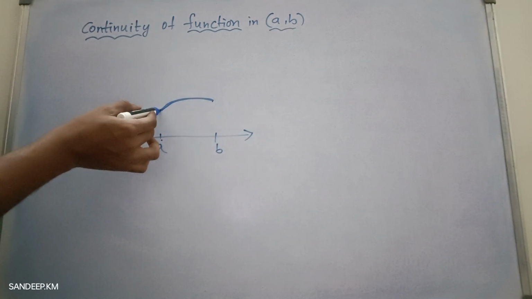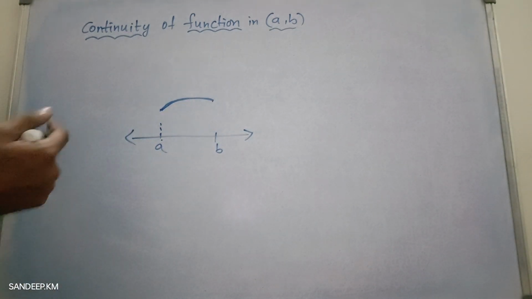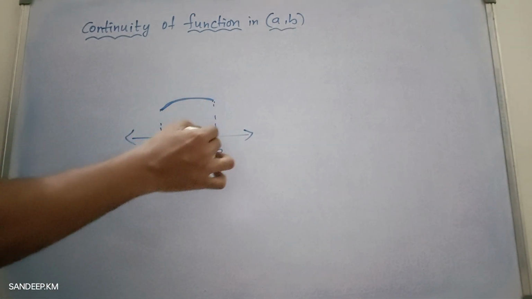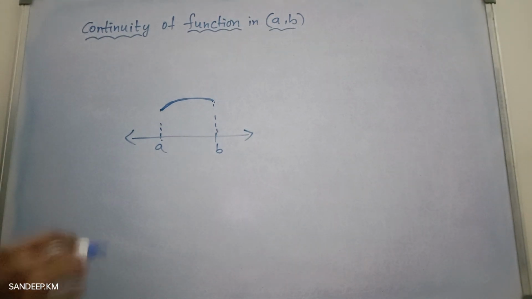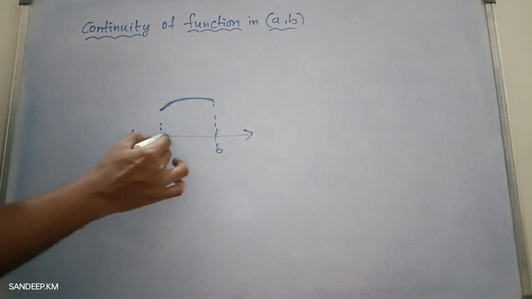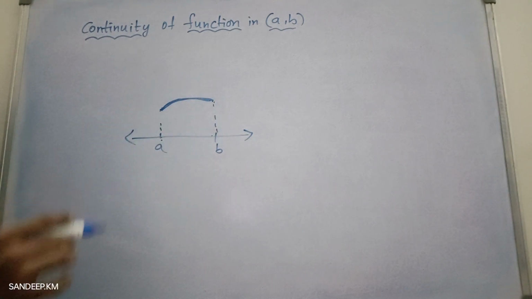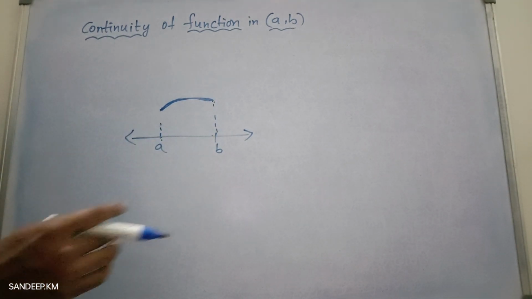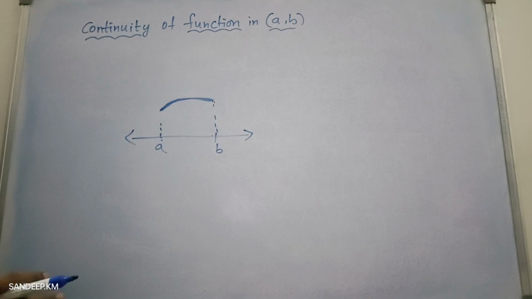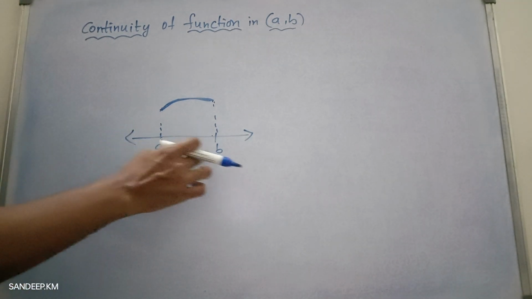See, I don't care what the value of the function is at x is equal to a. It doesn't matter. I don't care what the value of the function is at x is equal to b. But between a and b, for all these inputs, I must be able to draw the graph of f of x continuously without lifting the hand. If that is the case, I can say that the function is continuous in the open interval a comma b.